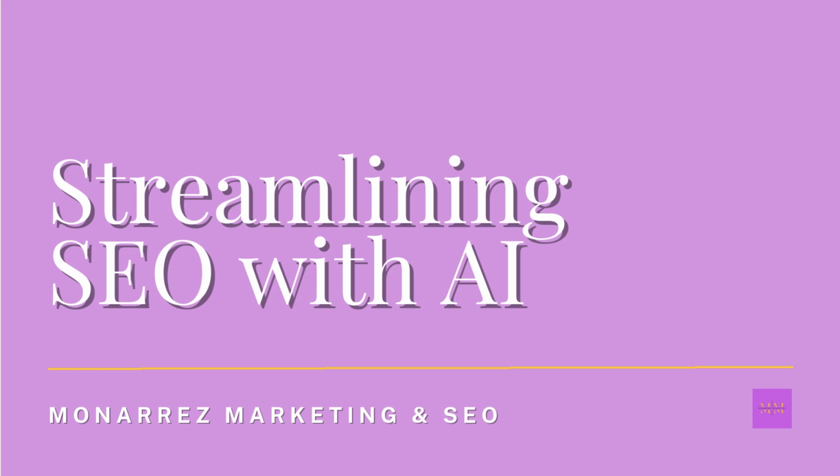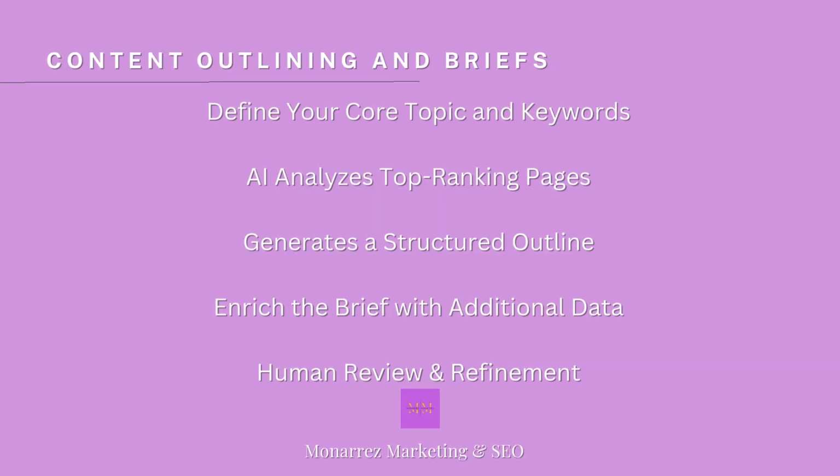Today we're going to be going over how to streamline SEO tasks with AI. In the past, we went over what limitations you face with using AI in SEO, but today we're going to look at things that you can use or tasks you can leverage AI for. So, number one is going to be content outlining.